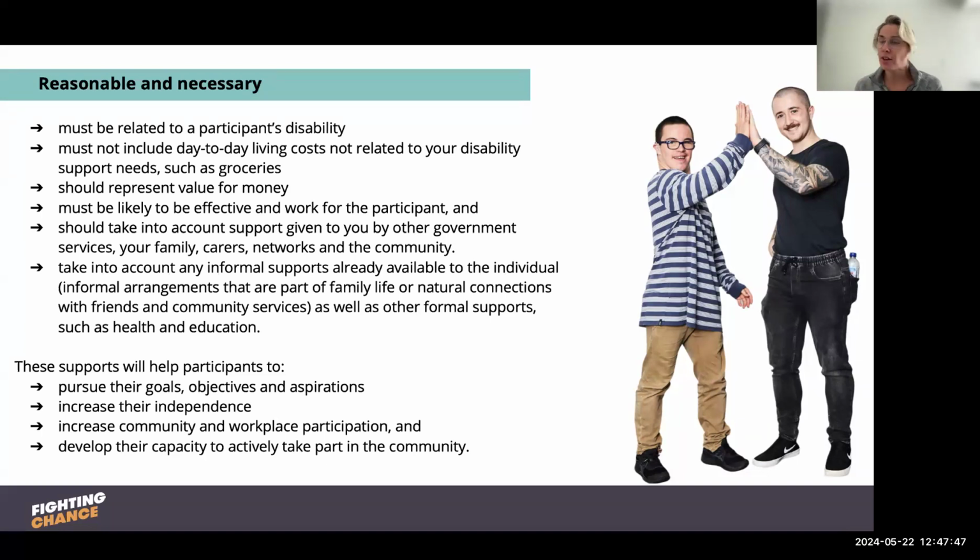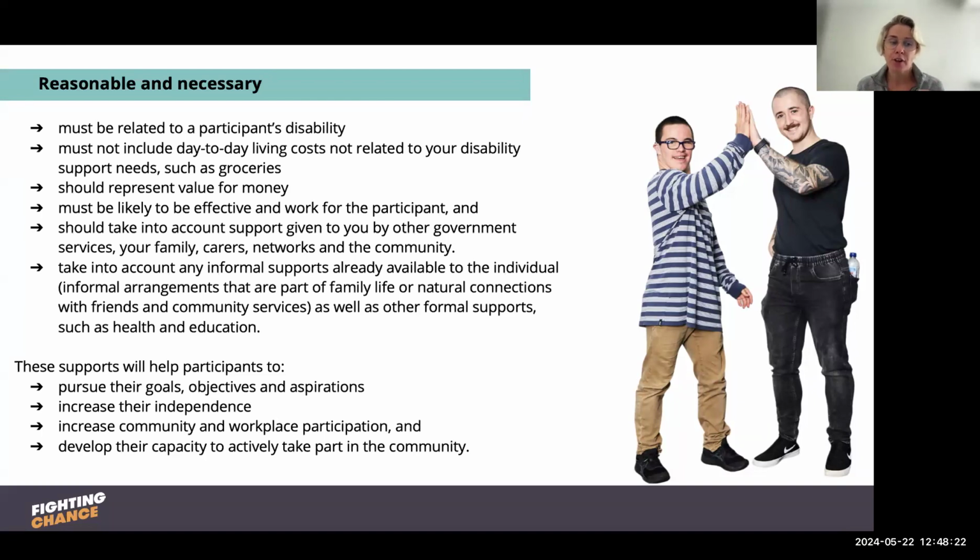It needs to support increasing the person's independence, their community and workplace participation, or their study participation, or maintaining it. And workplace or study might not be possible for the person, and that's okay. It might just be about increasing community supports and developing their capacity to actively take part in the community. The NDIA are obviously an insurance scheme, but they are a capacity building scheme. That's what they speak a lot about. And so what they want is to see supports reduce over time.